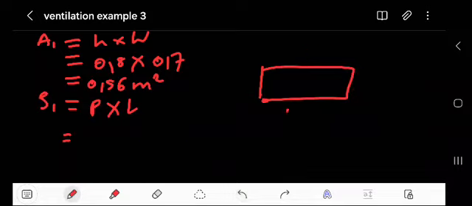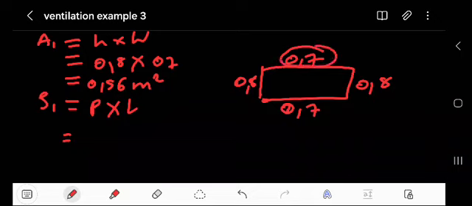Remember, here you simply have 0,7, right? Here we have 0,8. That means this side will also be 0,8, and there will be 0,7. You add this, you sum that up.